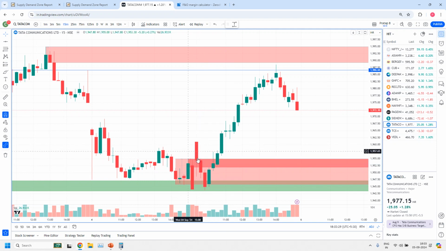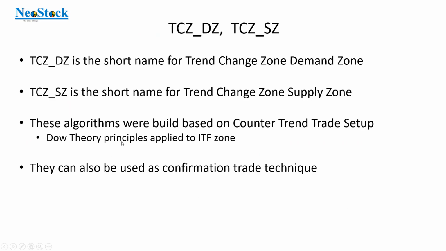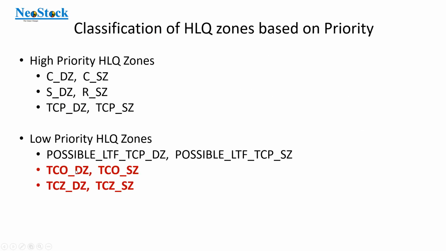Suppose a new 15-minute supply zone is created and then it came down, then this is not a very powerful zone. Maybe or maybe not, we don't know. The priority will go down. From high priority, it will come down to low priority. That is the reason why I kept them in the low priority category. You have to understand why I kept them. The day when they are created and immediately, without any new zone creations or without any opposing zone creations, they directly enter into your responsible zones, then they act as high priority, high liquidity zones.